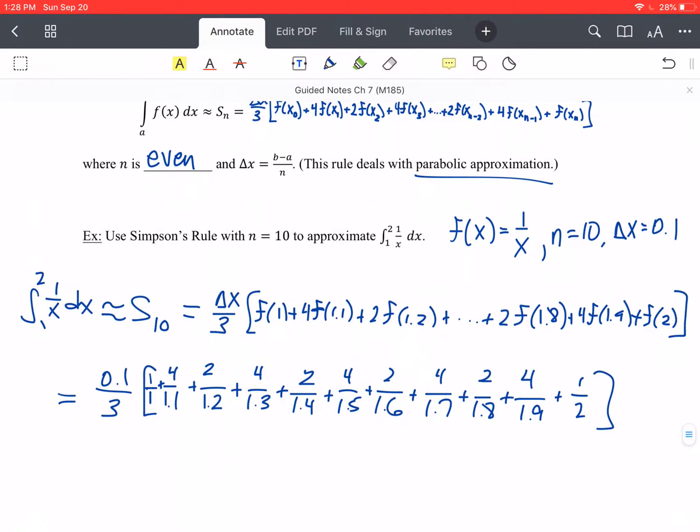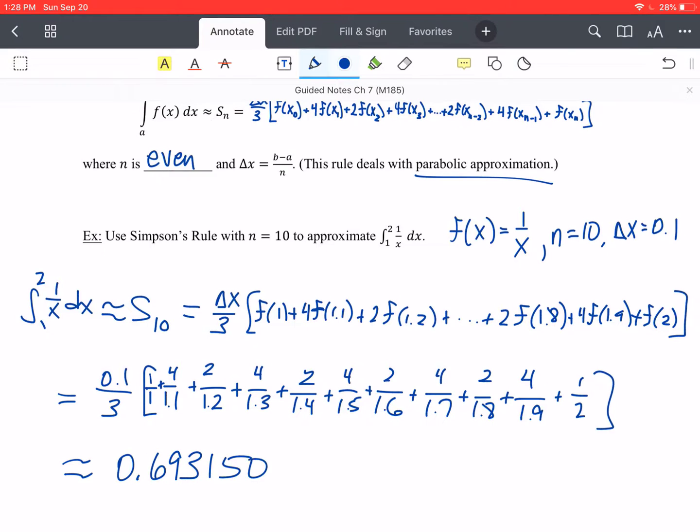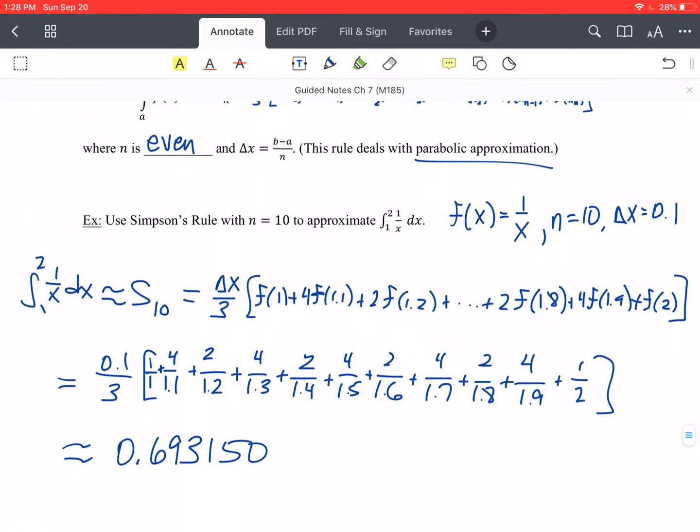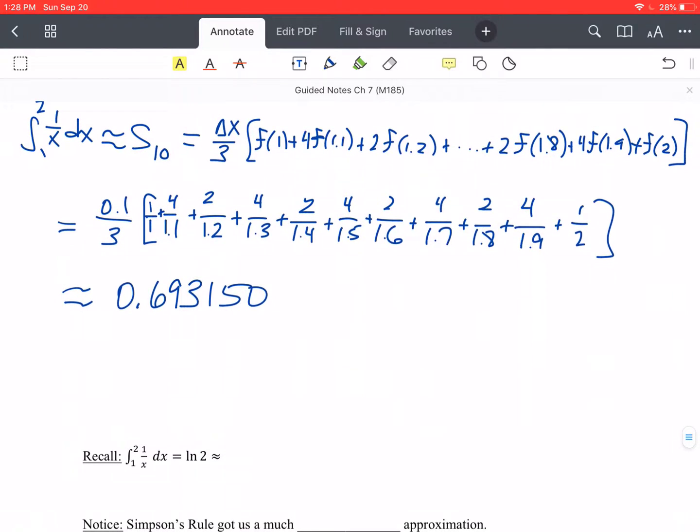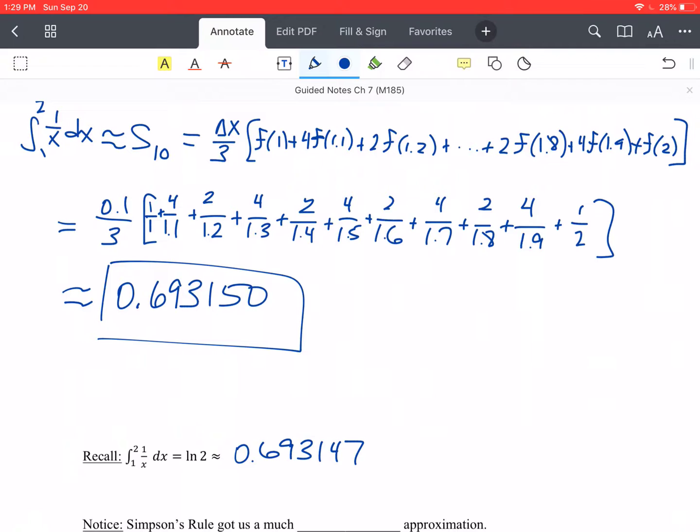Okay, so that would be our fully expanded version of this, which, if we approximate that calculation, we get 0.693150, which is the approximate value we get using Simpson's rule. And then just recall from a minute ago, we already looked up what the actual value of the integral is. It's 0.693147. And you compare that to this.